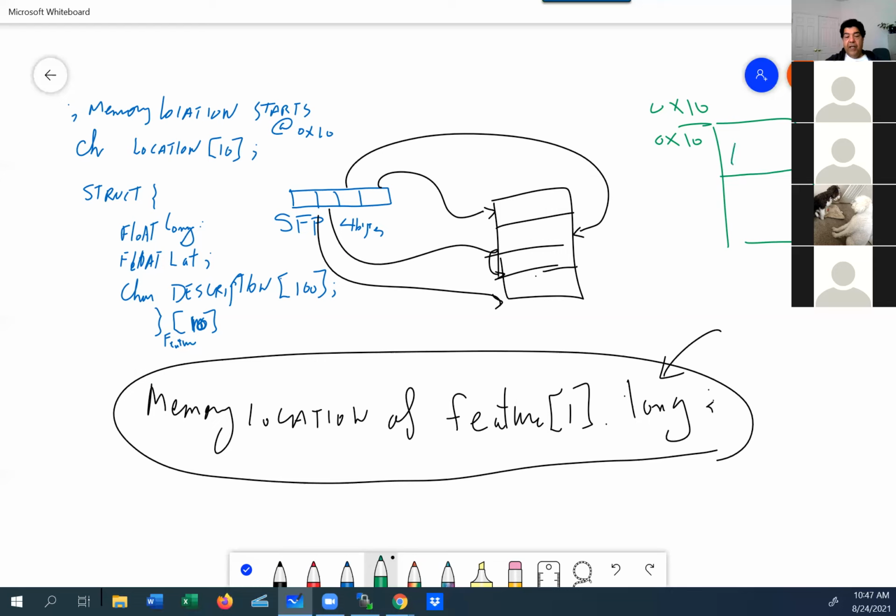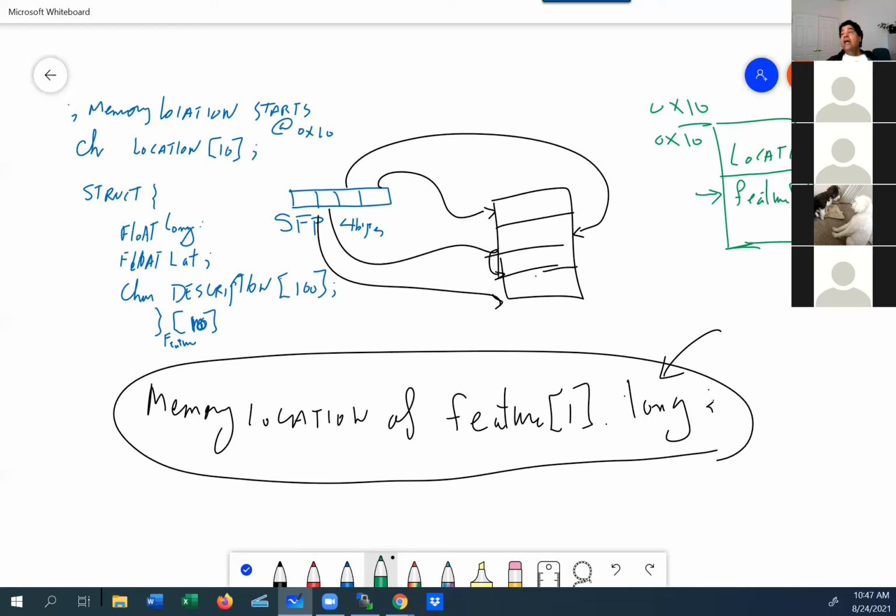You're going to have location in here, right? That's not part of the struct. That's on its own. It's character, and there are 10 of them. So I would like you to think about it. Don't wait for someone else to answer. Just think about it and tell me what you think is the first location for feature 0, the first item in the array. Very good.